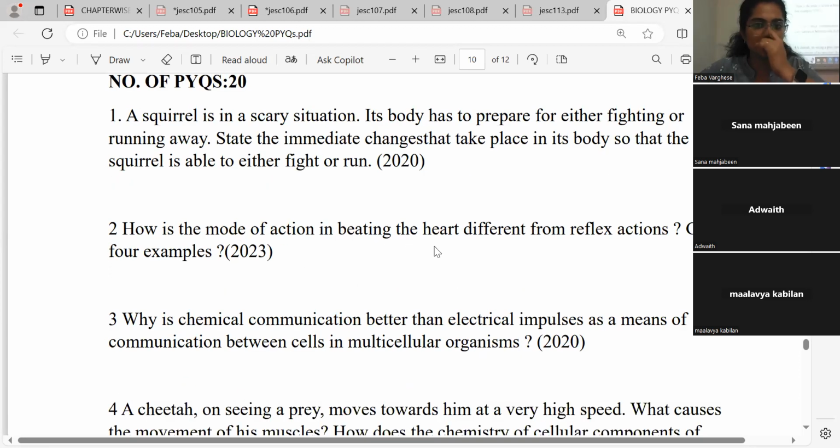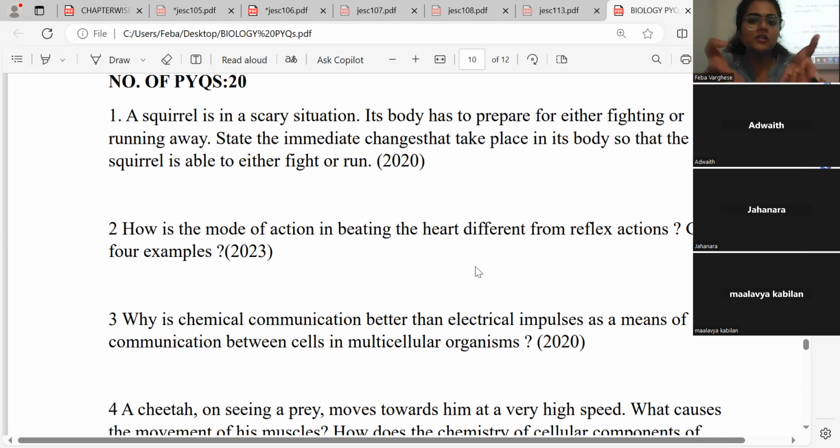Now, how is the mode of action in beating heart different from reflex actions? Give 4 examples. Beating of the heart is involuntary. What about reflex action? That is also involuntary. The beating of the heart is regulated. The heart can function on its own, right? Heart is myogenic in nature. It beats on its own.